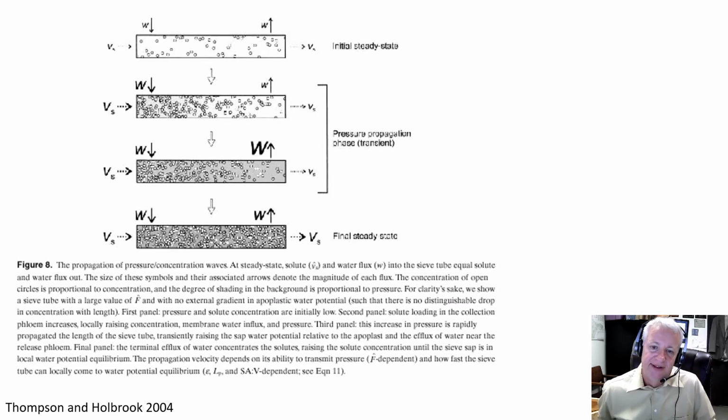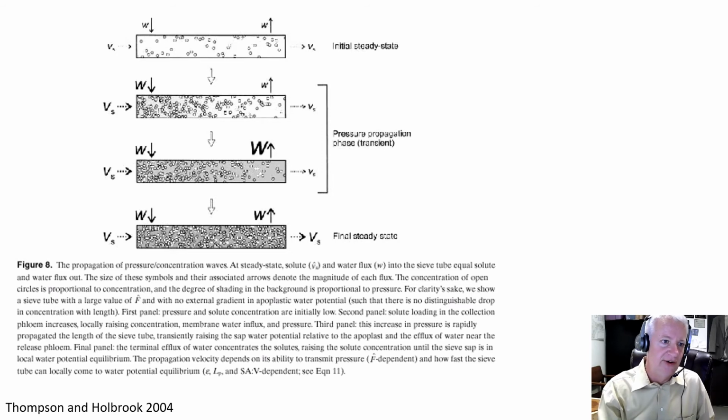But there's data that suggests that information transmission happens quicker. And Missy Holbrook and colleagues suggested that it's actually the propagation of that water pressure associated with loading of the phloem that happens more quickly in the phloem, and that may then transmit information, and that may be the mechanism by which those messages are transmitted from source to sink, for instance.